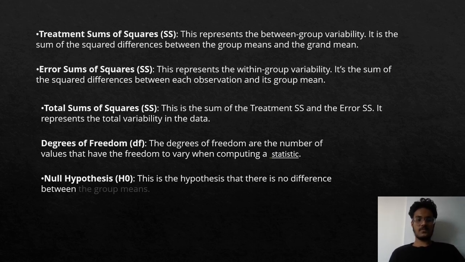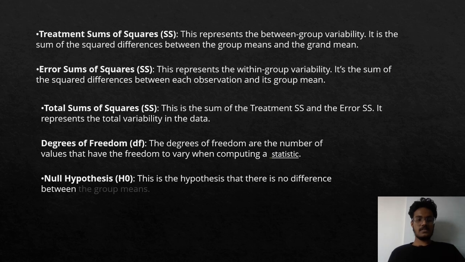Next, error sum of squares. This represents the within group variability. It is the sum of the squared differences between each observation and its group mean, which is nothing but the error sum of squares.